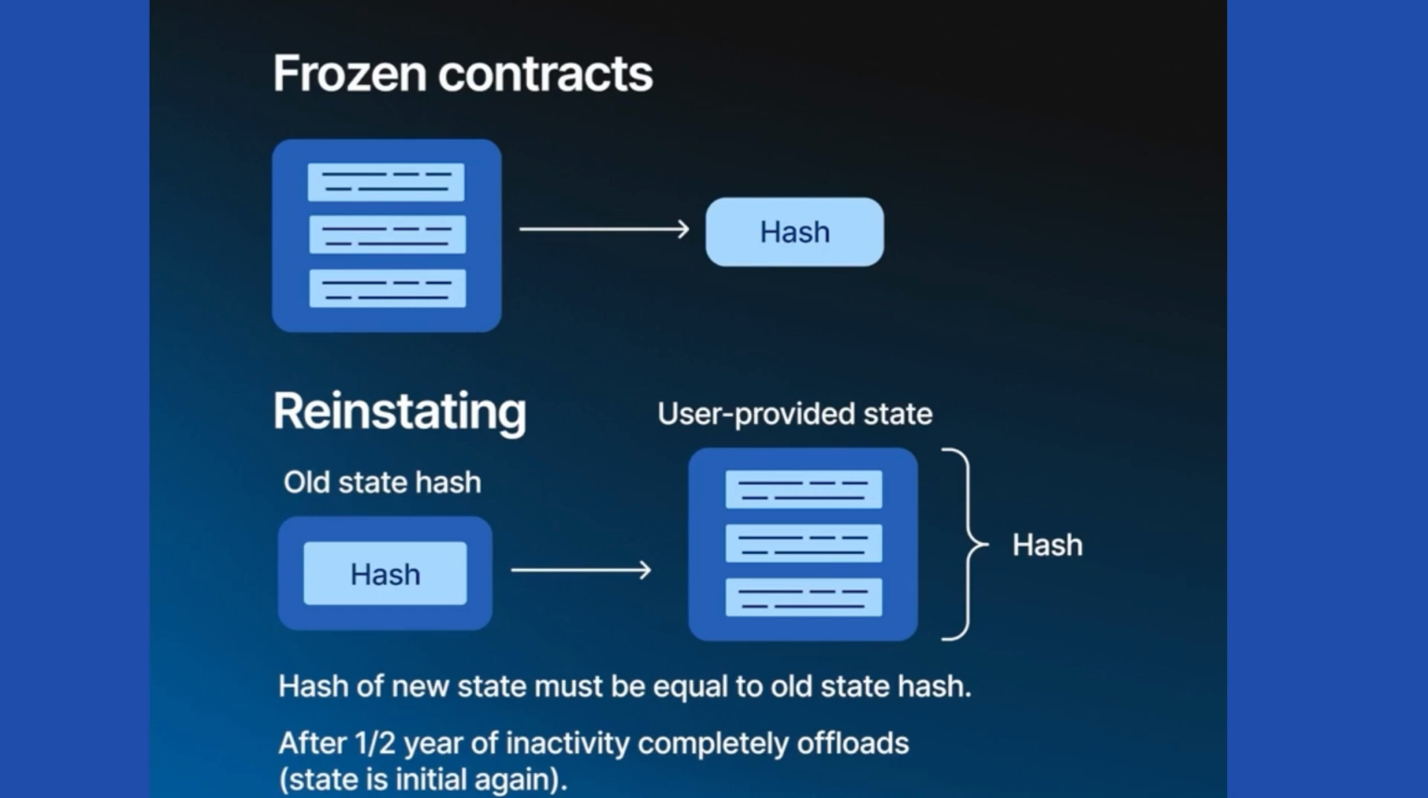And when the user of this contract comes along and wants to reinstate the contract, to unfreeze it, they have to provide their own snapshot of the data that matches this hash. And to make sure that the network does not accumulate too many of those frozen contracts, because they still occupy a little bit of space, the network has the rule that after approximately half a year, all those frozen contracts could be completely offloaded, which means that their state will be reset back to the initial one.